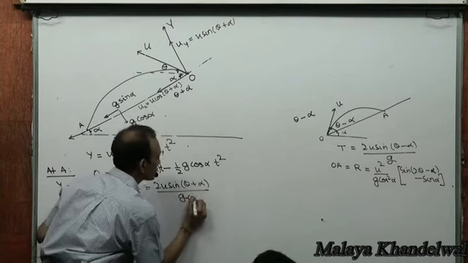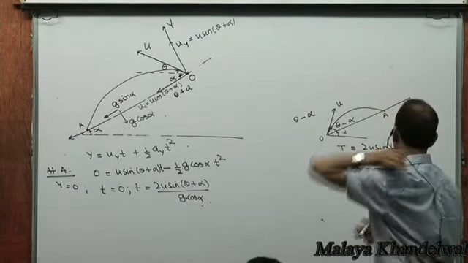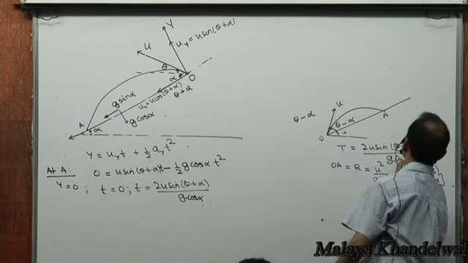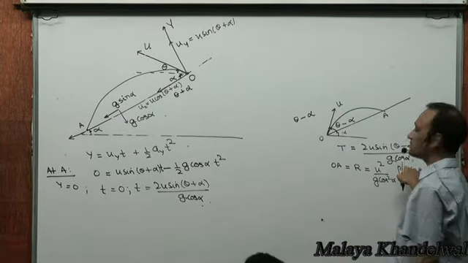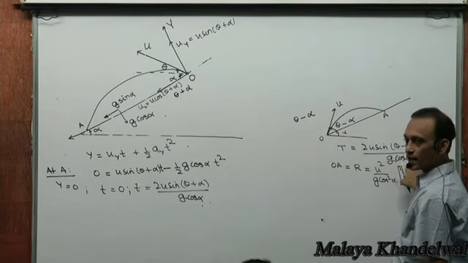g cos alpha. Yes or no? And this was g cos alpha, which I missed out. Fix this: 2u sine theta minus alpha by g cos alpha. I goofed up a little bit.